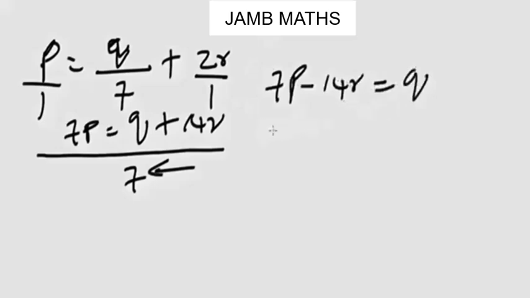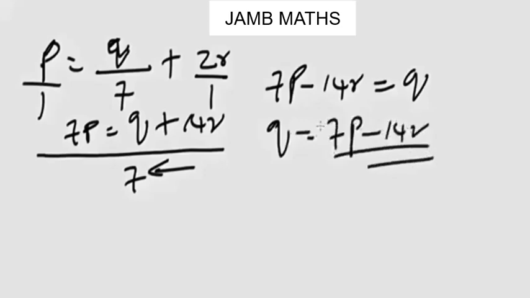Either you leave it like this, or you put it as Q equals 7P minus 14R. Alright, so that will be the answer to this question. It's as simple as that, guys. Now, let's look at another problem.